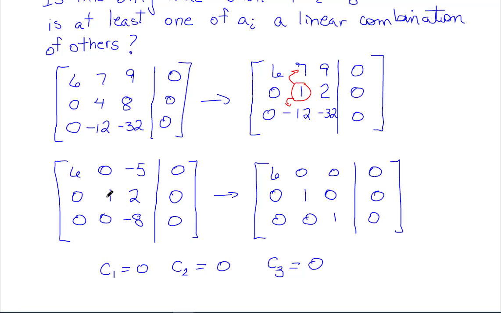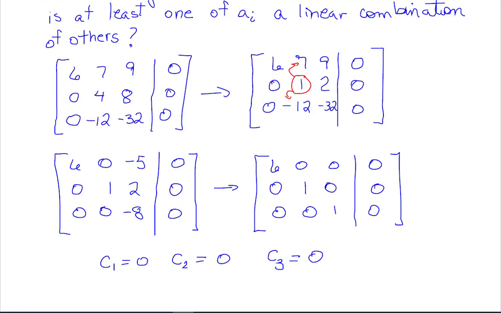So doing that, I get a 1 and some zeros. On the last row, I'm going to divide by -8, giving me a 1. And then when I do that, I use the 1 to make some zeros above it. And when I do that, I see that the only way this combination is 0 is if C1, C2, C3 is 0. And that's the only solution. Therefore, these three vectors are linearly independent.